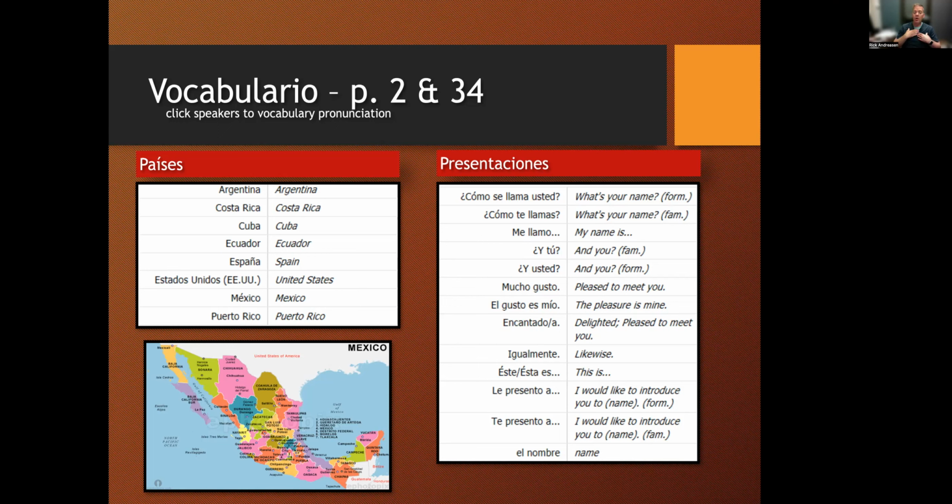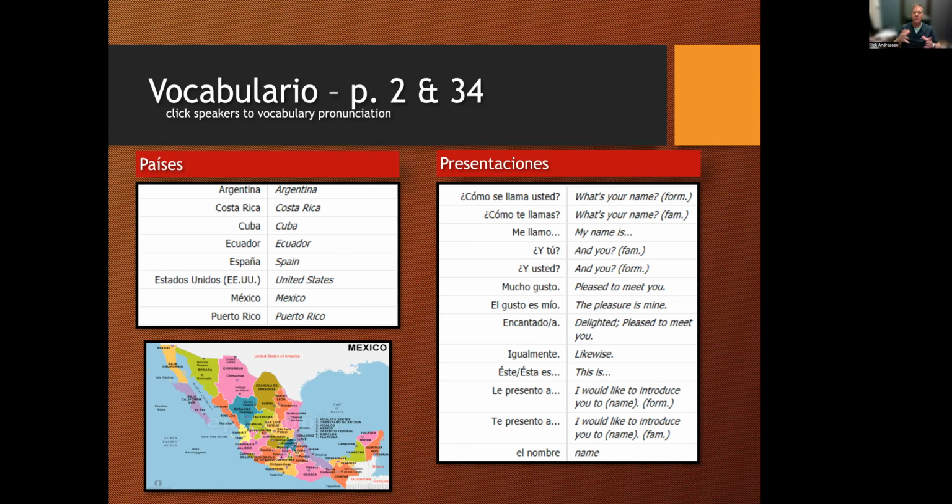Me llamo, my name is, and it literally means I am called or I call myself. Me llamo Rick. Y tú for familiar form, or y usted for a formal form. So me llamo Rick. Y usted, I'm inviting you to ask what your name is. So me llamo Rick. ¿Y usted cómo se llama? Me llamo Rick. ¿Y tú cómo te llamas? Mucho gusto. Pleased to meet you.